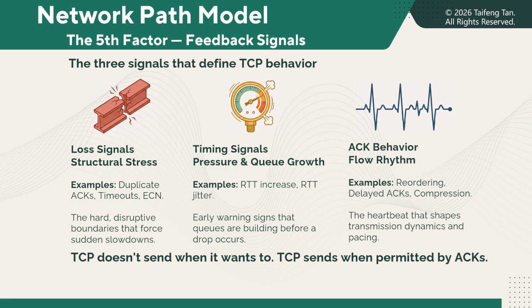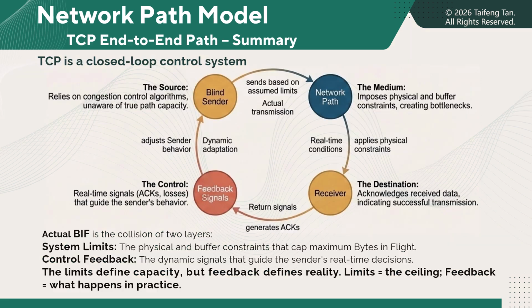Here is the key insight. The four valves define the theoretical ceiling, but feedback signals determine how close TCP can actually operate to that ceiling. Loss sets the hard boundary. Timing signals reveal pressure buildup. ACK behavior shapes transmission dynamics. They tell the sender to speed up, slow down, or retransmit. Actual BIF is not determined by limits alone. The valves define capacity, but feedback signals define behavior. And in real networks, behavior often matters more than theory.